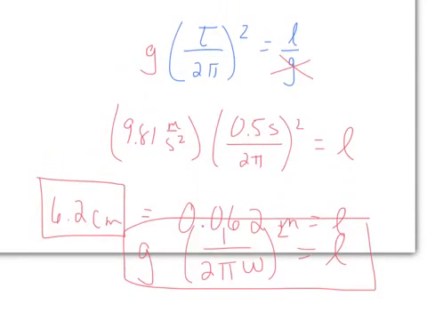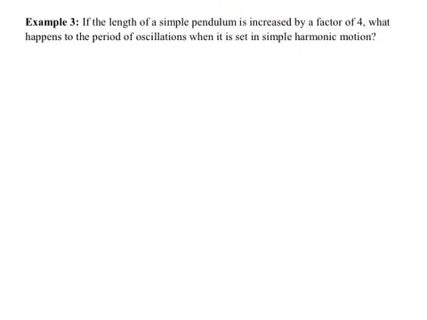Example 3 says, if the length of a simple pendulum is increased by a factor of 4, what happens to the period of oscillations when it is set in simple harmonic motion? So we want to think about what happens to our actual period here. Okay, what happens to the period?